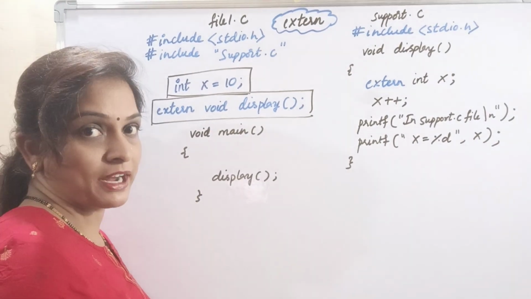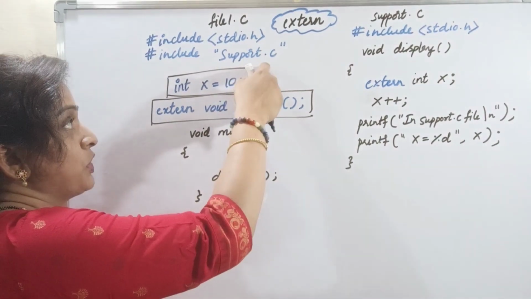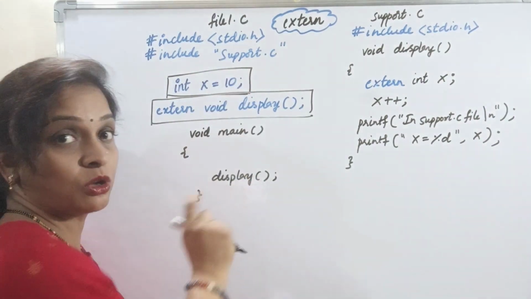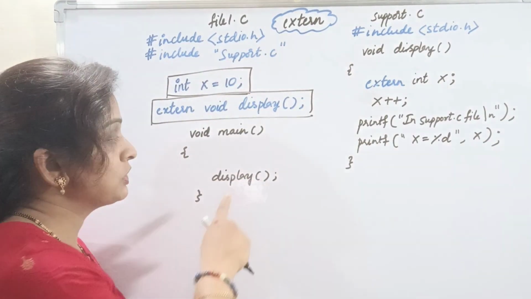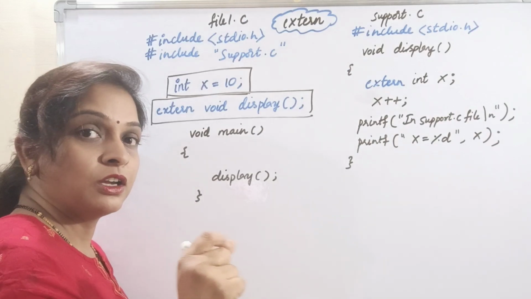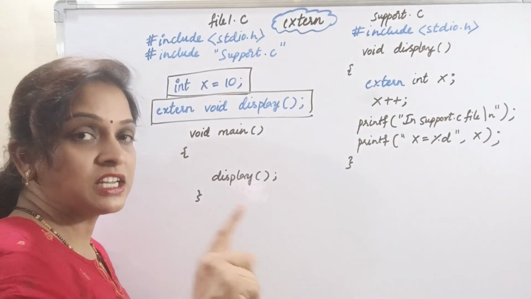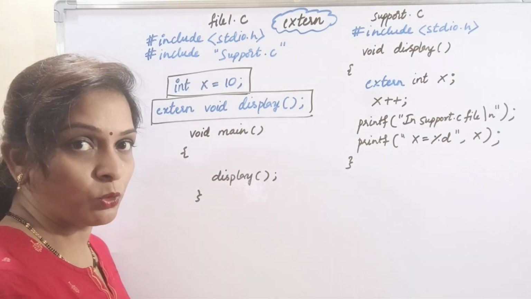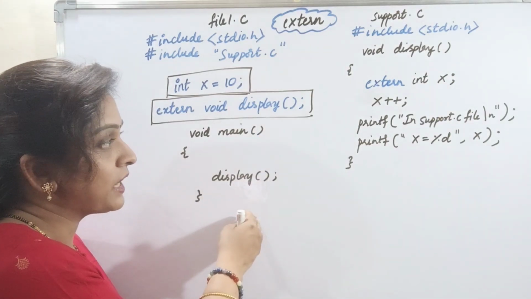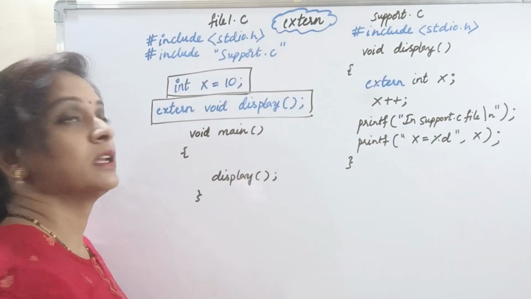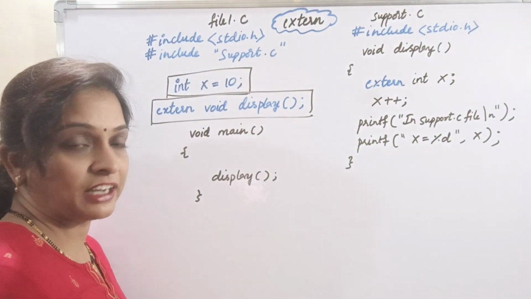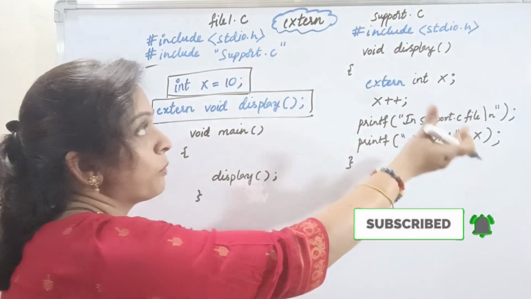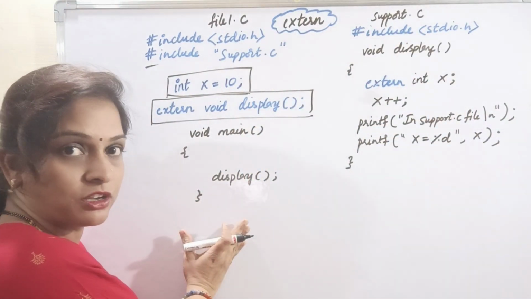Means if I have separate files, then I need to include that file into my program. That is what I am doing here. So I am including that file where I can get the definition of the display function. So display is the global function that is available in another file. So I need to include that file in my program. So as the compiler encounters this preprocessor directive to include this support.c, the support.c file will be included here.